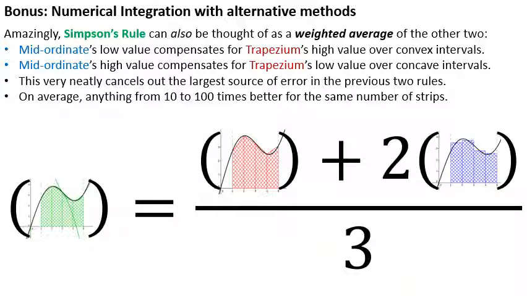We take 2 helpings of mid-ordinate rule, because although mid-ordinate rule is low when trapezium rule is high and vice versa, the error in mid-ordinate rule is half that of trapezium rule. So Simpson's rule is essentially 2 helpings of mid-ordinate with 1 helping of trapezium.